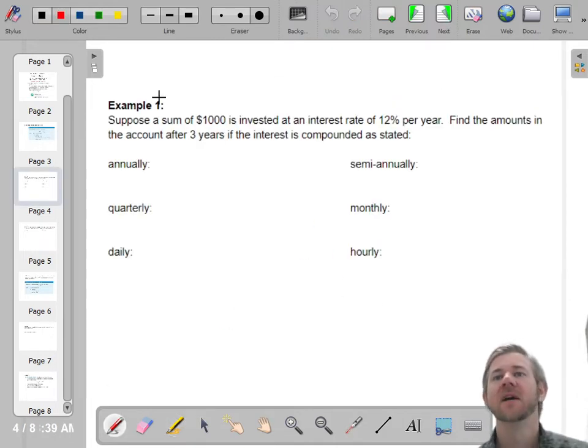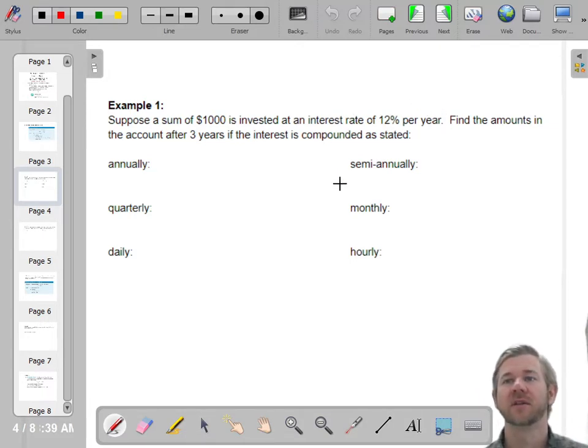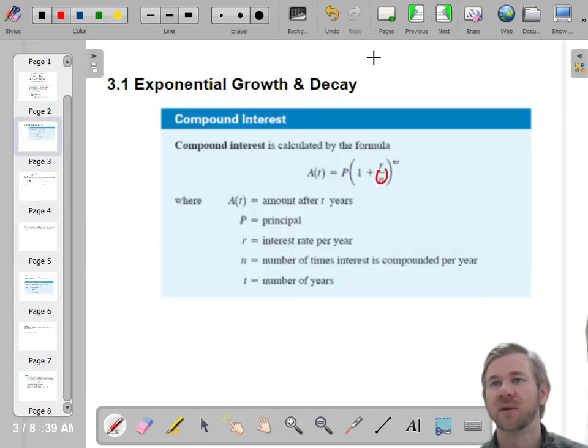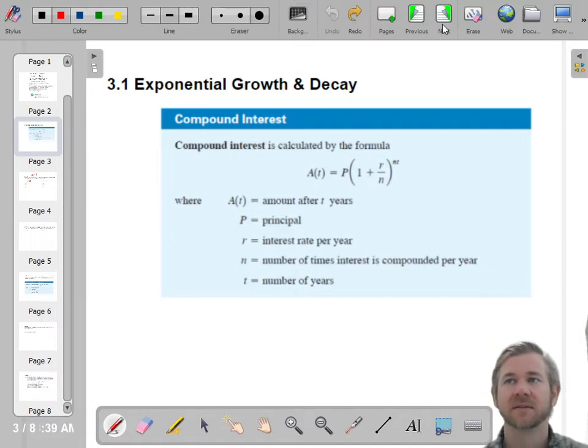So this says $1,000 is invested at an interest rate of 12% a year. That's a crazy good interest rate. Find the amounts after 3 years. So our principal is $1,000, so that will be 1,000 times my growth factor, which is 100% plus 12%. And since I'm doing it annually, that's n is 1. If you do it one time per year, then it's 1.